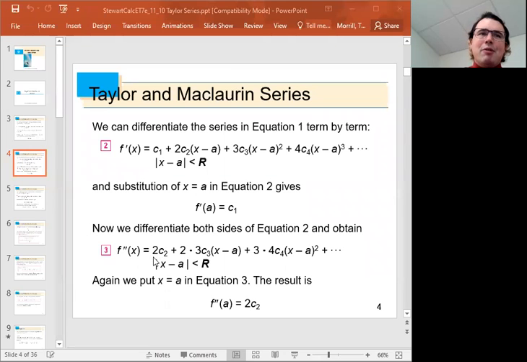So the second derivative of the power series is going to start with coefficient twice C2. Then 2 times 3 times C3 times x minus a, and so on. Where did these numbers come from? I've used the power rule for differentiation twice. Well, that means that the second derivative of the power series, evaluated at x equals a, is twice the coefficient C2.